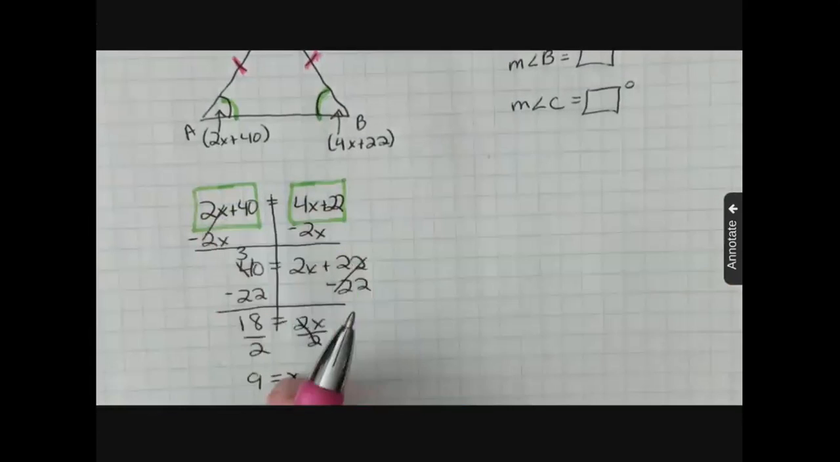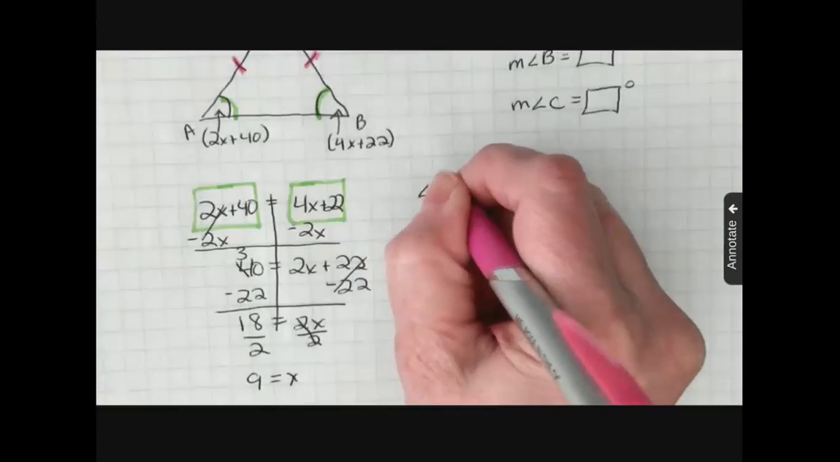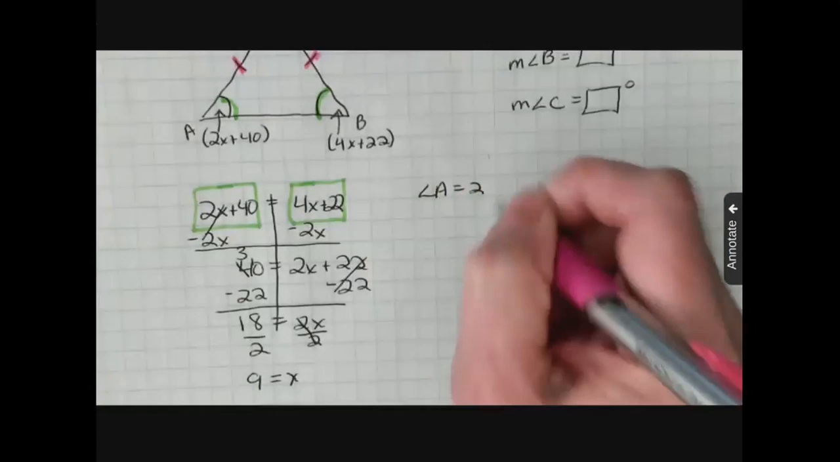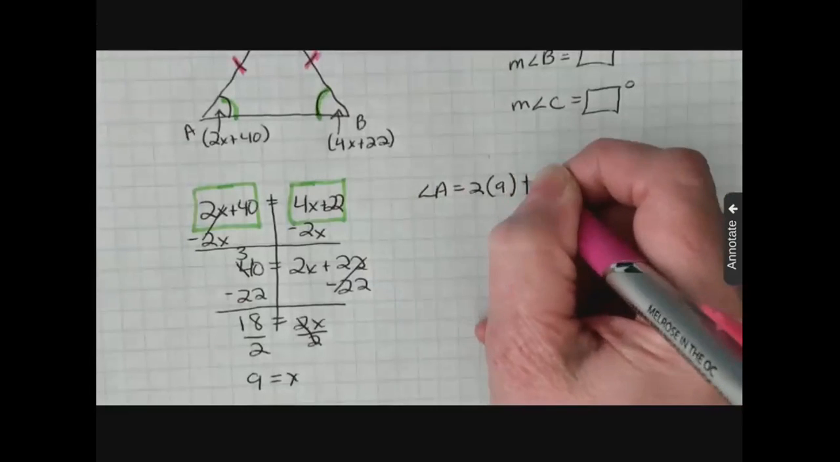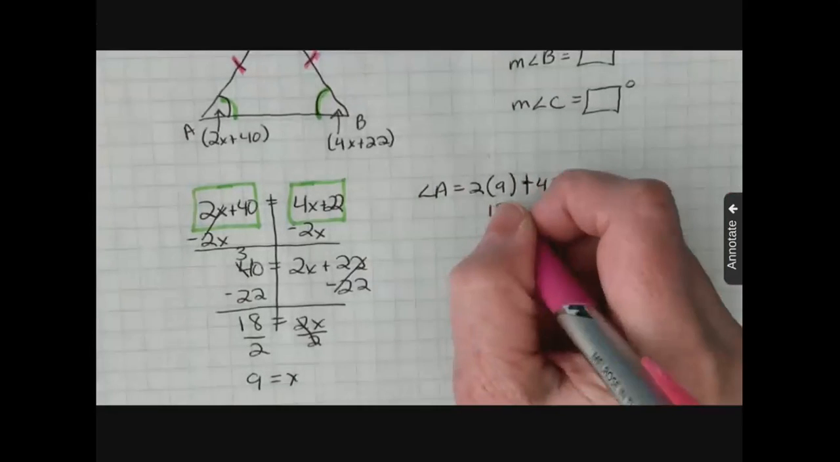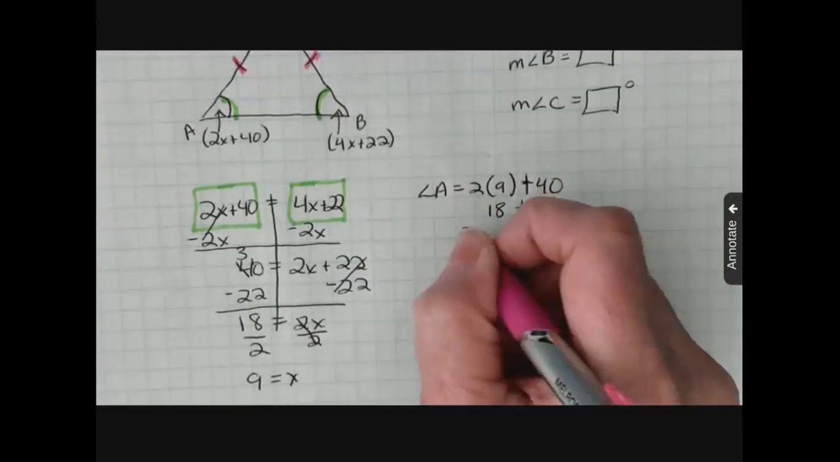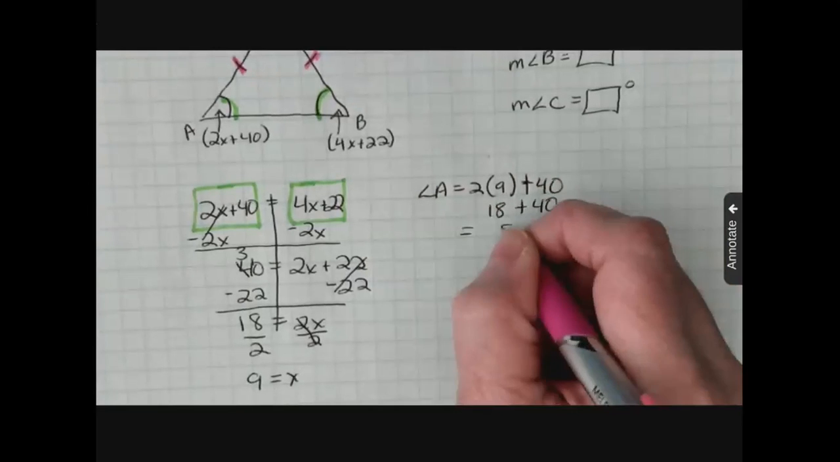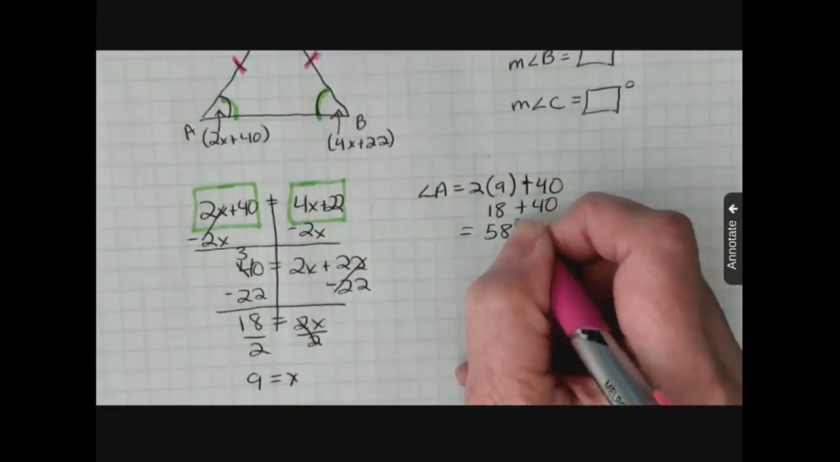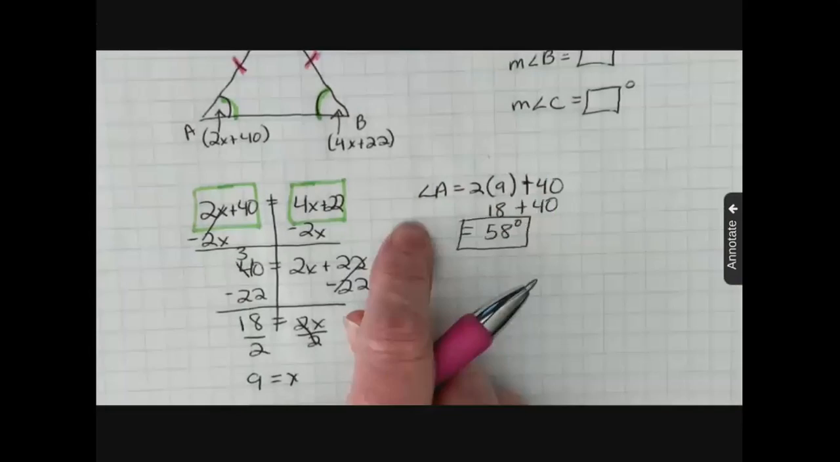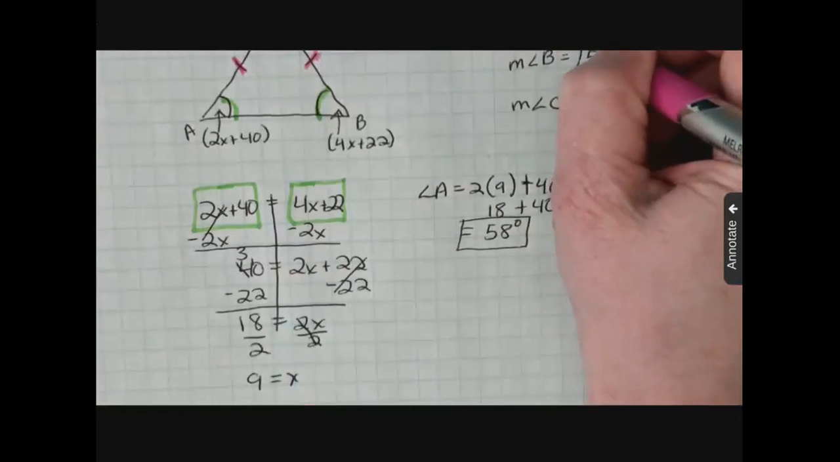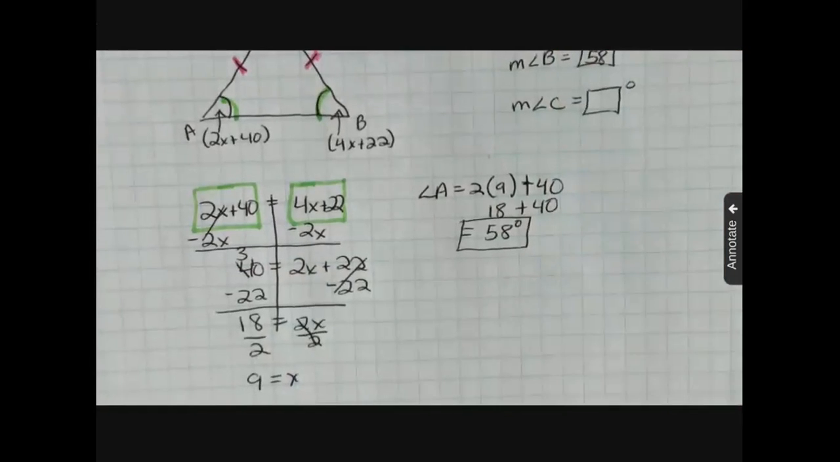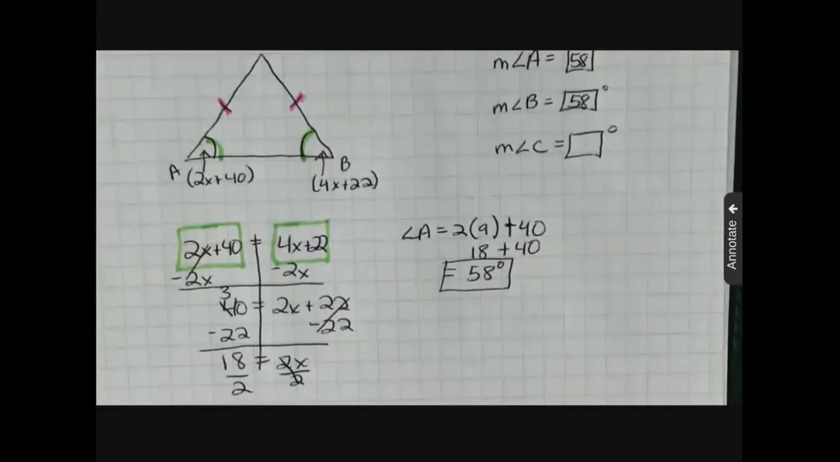And you can use either one. So say I use angle A. Angle A is 2 times x, which is 9, plus 40. 2 times 9 is 18, plus 40. When I add those together, 8 plus 0 is 8, 1 plus 4 is 5, it's 58 degrees. Now, angle A is the same as angle B. So I have this one, and I have this one. Now I have to figure out what's left from 180.